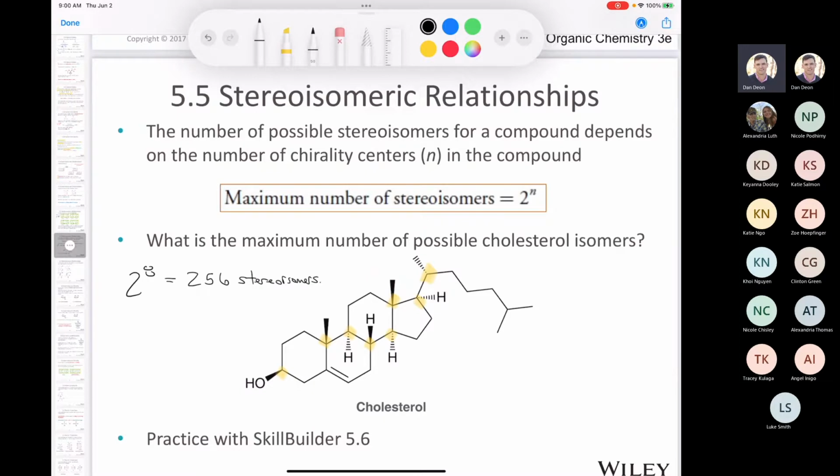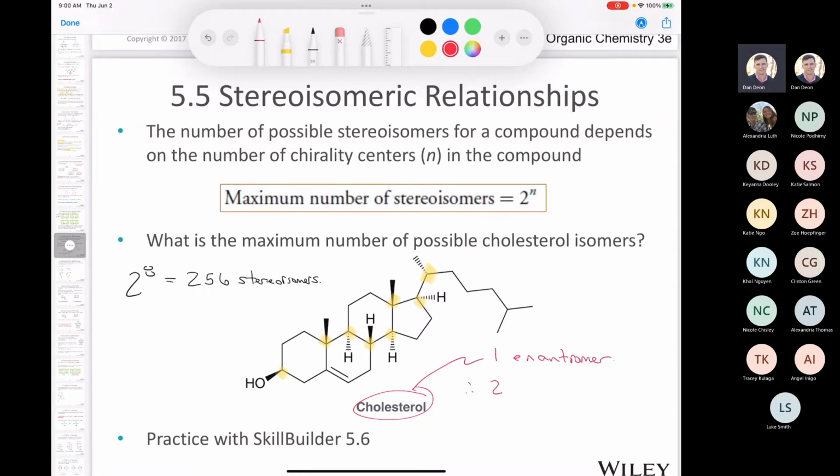And so cholesterol as a molecule, think about it. If there's a total of 256 possible stereoisomers, let me ask you, how many enantiomers would cholesterol have? How many enantiomers could cholesterol have? Could anybody answer that? How many enantiomers for cholesterol? Exactly. There's only one possible enantiomer. So cholesterol has one enantiomer.